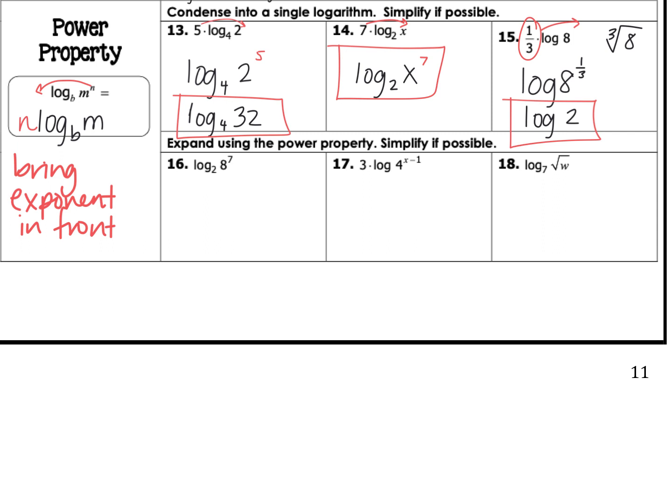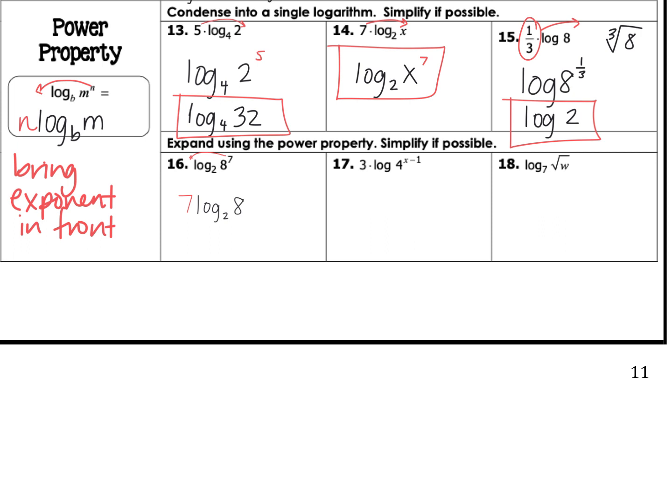Bless you. Now we're expanding. Bring the 7 out in front. It becomes 7 log base 2 of 8. There's going to be a lot like this in Delta Math where it has you do the addition or subtraction rule first, and then you have to move the powers, all right?